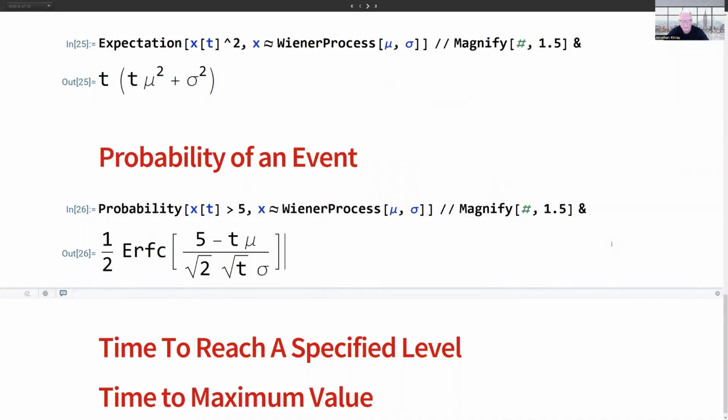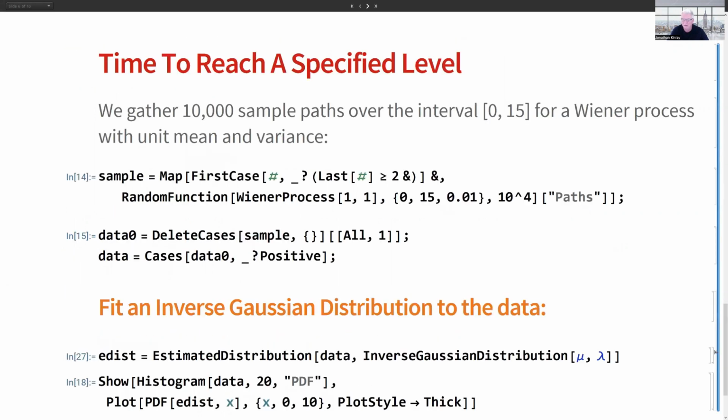Moving on, we can, for example, calculate the time a Wiener process takes to achieve a certain specified level. Let's look at an example. Here I'm considering a Wiener process with mean 1, standard deviation 1, and I'm looking at the process as it evolves over t equals 0 to t equals 15. And I'm going to look at 10,000 sample paths from that process and the times taken to exceed the level 2. Let me generate that data.